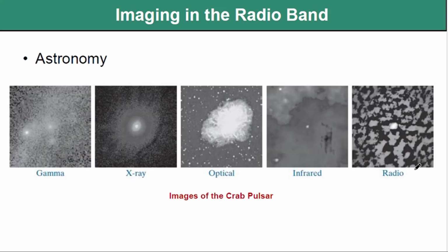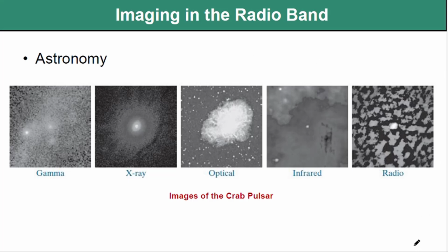In the application of astronomy, these are the images of the Crab pulsar. Crab pulsar means the center star of the nebula, and the emission of light by that center star. These are all the images of the Crab pulsar: gamma ray imaging, X-ray imaging, optical imaging, infrared imaging and radio imaging. Okay, so this completes the electromagnetic spectrum part.